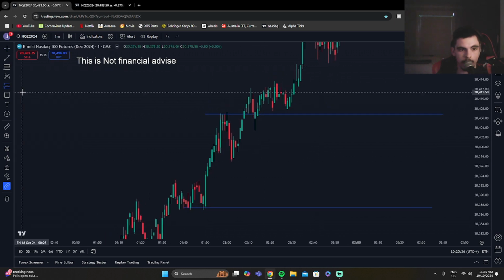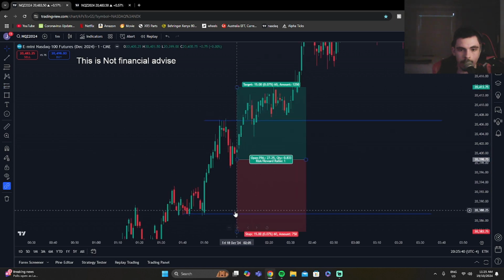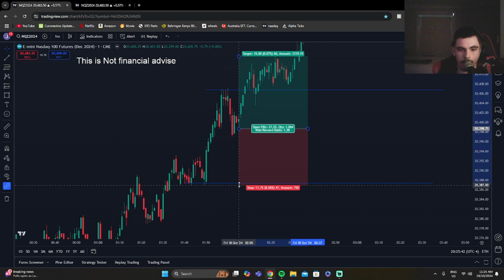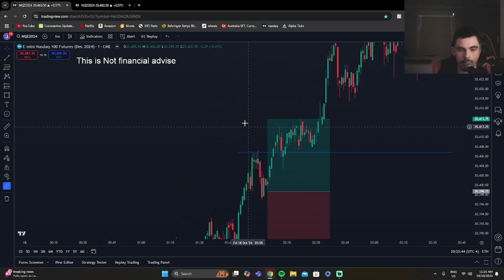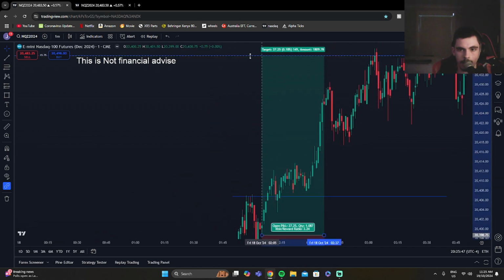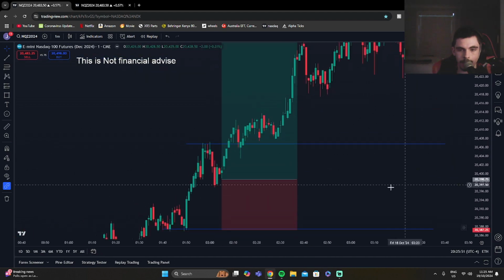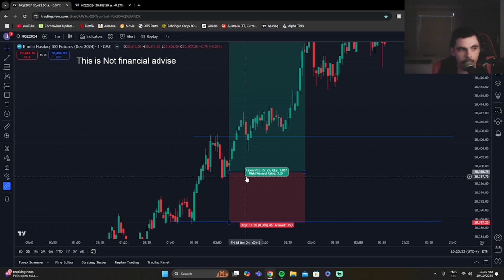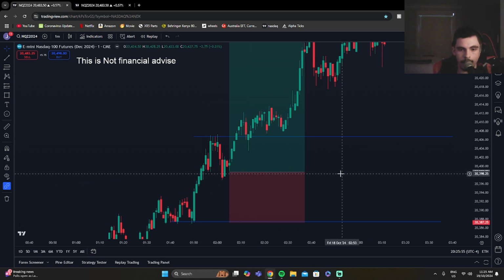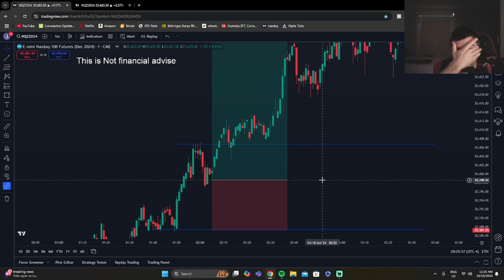So I entered on the 5-minute, which I think was there. And I believe my stop was there. And I targeted the 1 hour gap. So it was a beautiful 3-1 trade, which I posted on my story. And again, we just followed it with what we needed to follow.